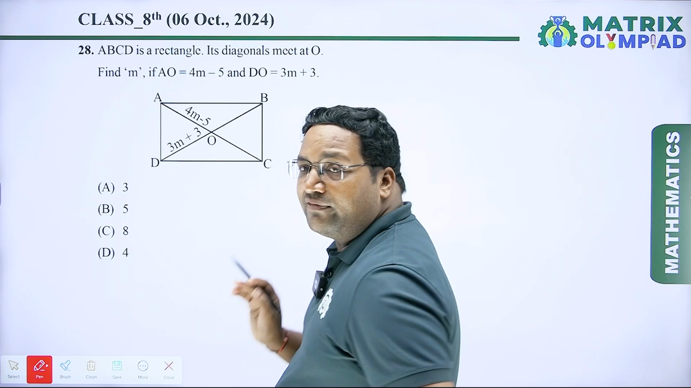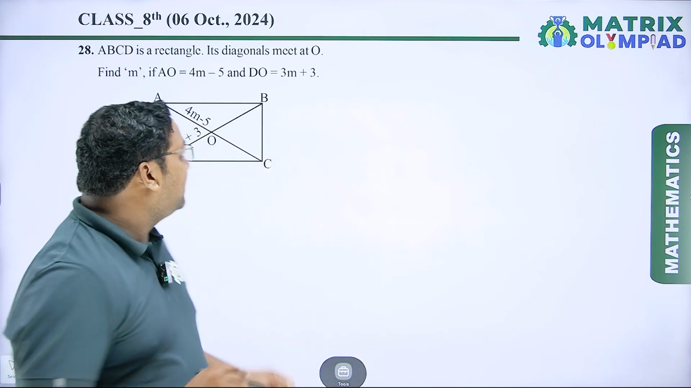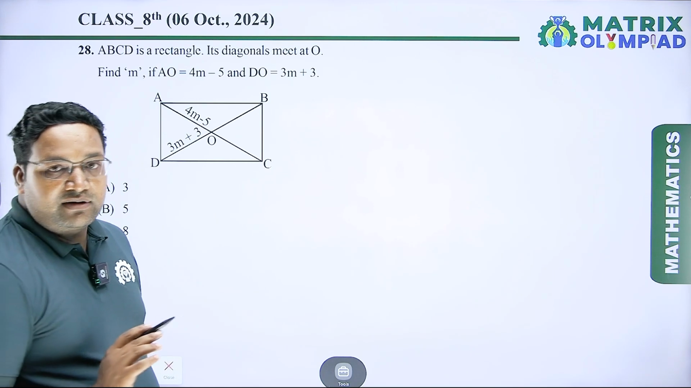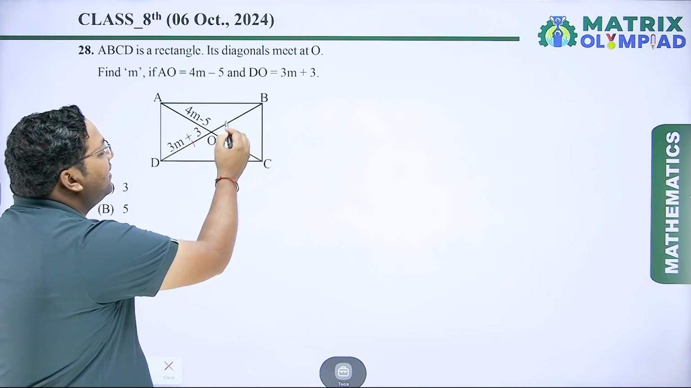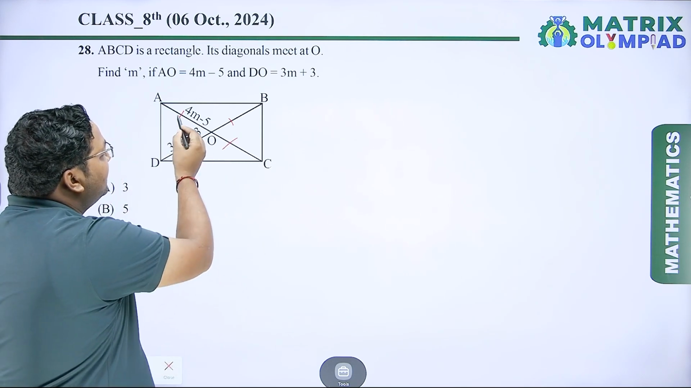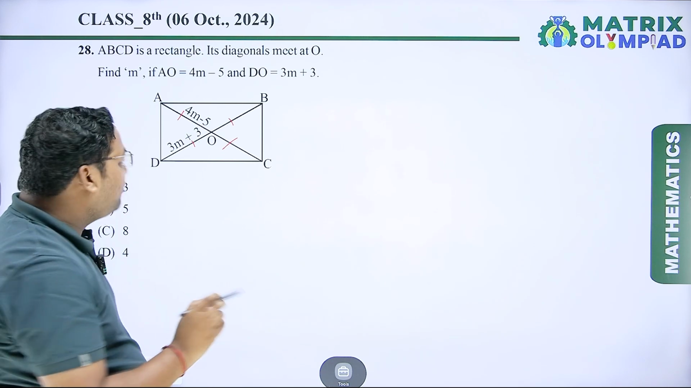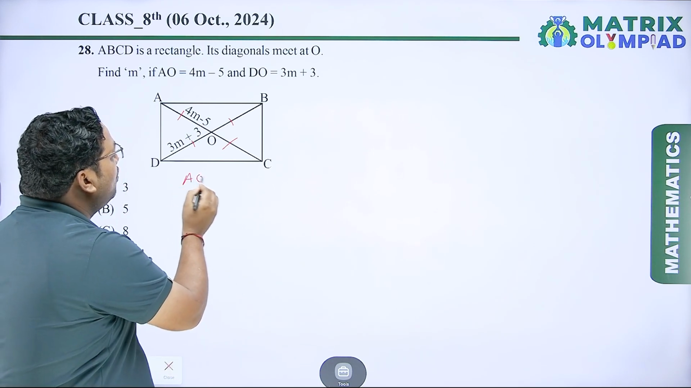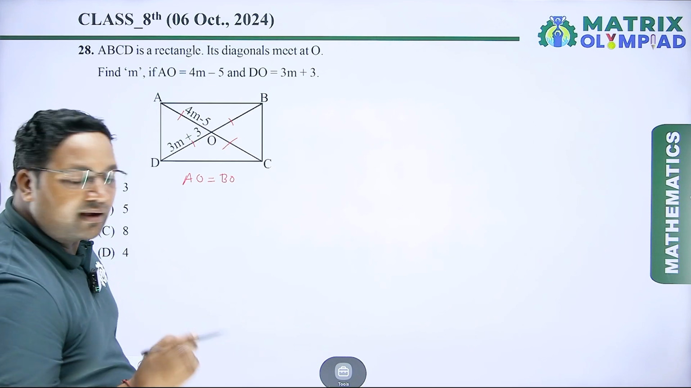Then find the value of m. So we have to calculate the value of m if the diagonals are given. So we know in the rectangle the diagonals are equal and bisect each other. So we know this diagonal is equal to this, this is equal to this. So I have to write here AO is equal to BO because this quadrilateral is a rectangle.